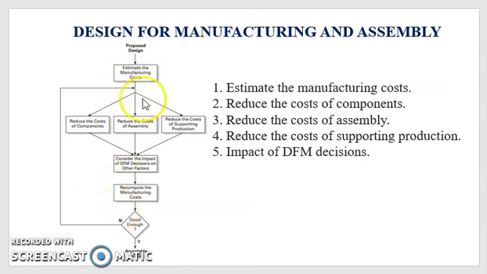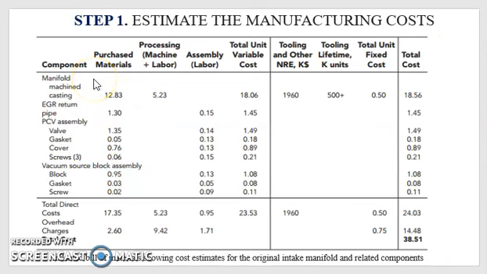This flow diagram depicts a general process for applying DFMA process, that is design for manufacturing and assembly, to any assembly or a particular component. It has been discussed in details in last video lecture. Now let us apply this approach stepwise for redesigning the air intake manifold. The first step is to estimate the manufacturing cost.